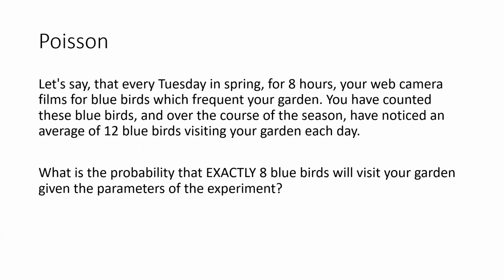So let's say that every Tuesday in spring for 8 hours, your web camera films for bluebirds which frequent your garden. You've counted these bluebirds, and over the course of the season, you have noticed an average of 12 bluebirds visiting your garden each day. What is the probability that exactly 8 bluebirds will visit your garden given the parameters of the experiment?